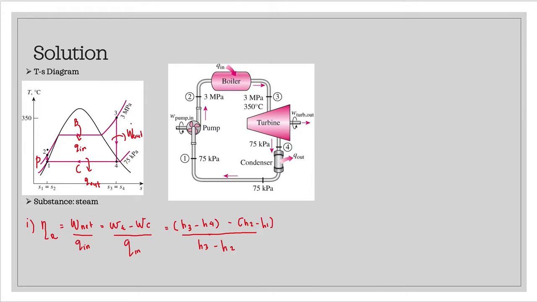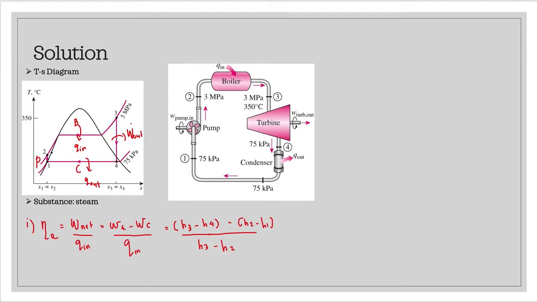Okay, and 1 to 2 is an adiabatic process, or isentropic process, in the pump, and isentropic expansion in the turbine. Therefore S1 is equal to S2 and S3 is equal to S4. I want you to always write this entropy down for you to remember.